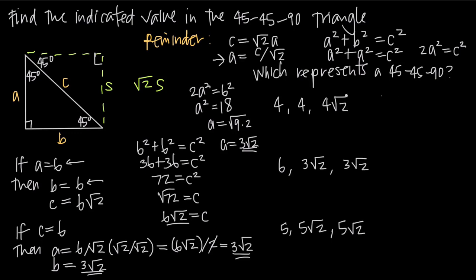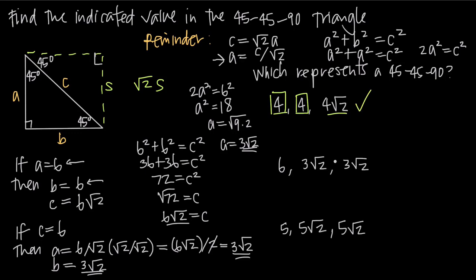So what we can identify right away is that these 2 sides here have the same length. They're both equal to 4, so they must be the legs of the triangle. The third side that's unequal has to be the hypotenuse, and it has to be this value here times the square root of 2, and in fact it is. We multiply 4 by the square root of 2, and we get 4 times the square root of 2, and therefore we can say that these 3 side lengths would in fact represent a 45, 45, 90 triangle.